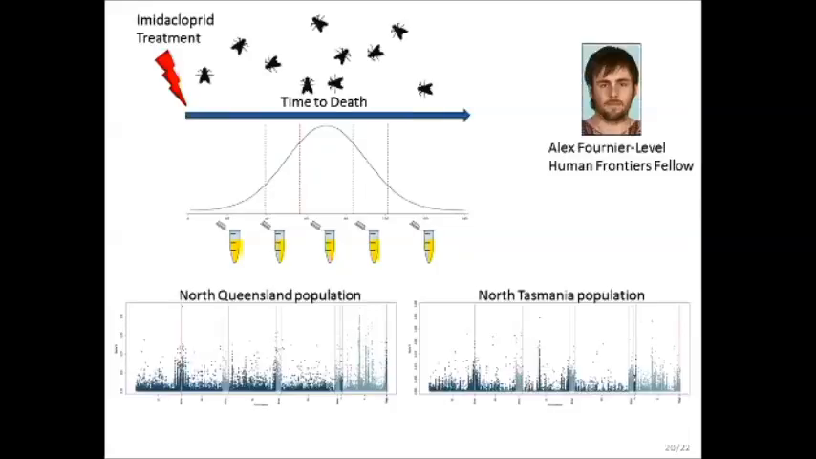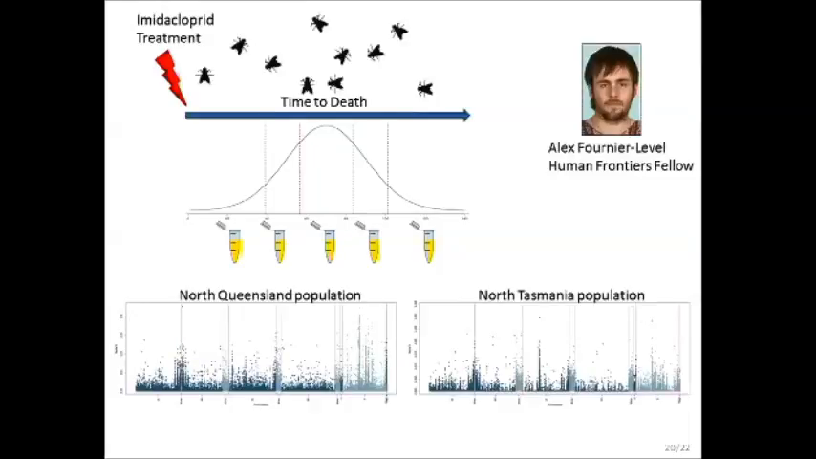So we had a pool of the most resistant ones and a pool of the most susceptible ones, and sequenced those genomes. And then Alex came up with a metric where he was looking for enrichment of alleles in the most resistant pool. And that's what his metric is, the y-axis here. We've got our genome across the bottom, and we're looking for peaks, just as we have been in other things.